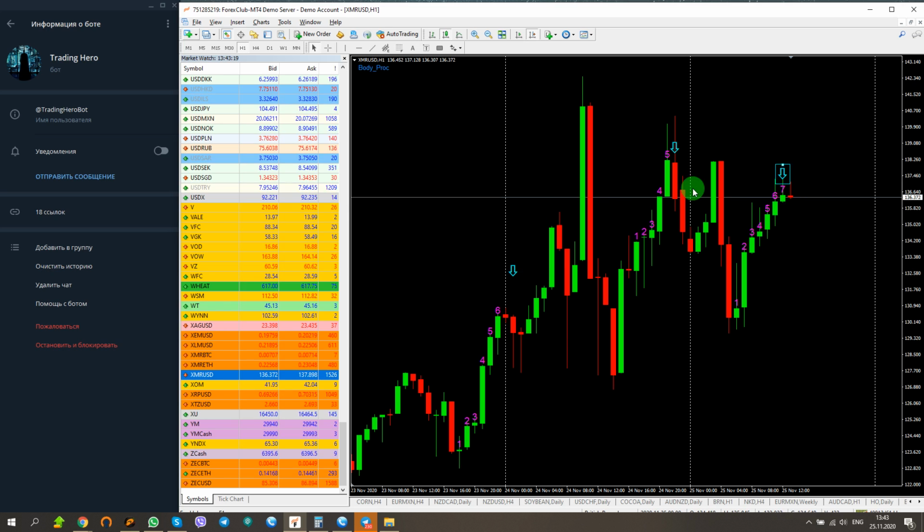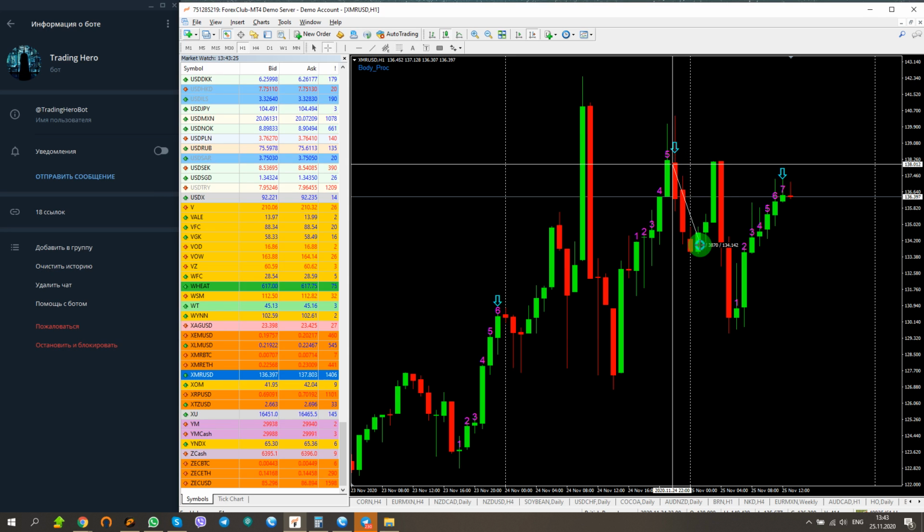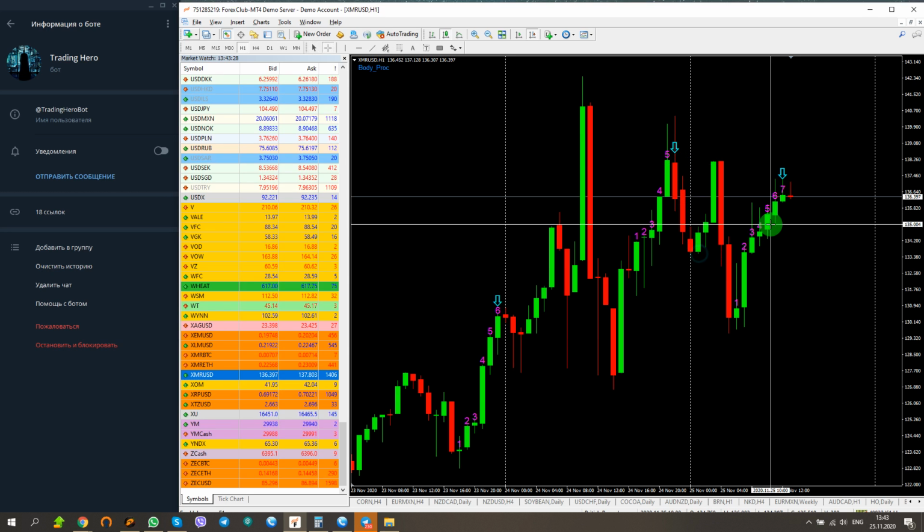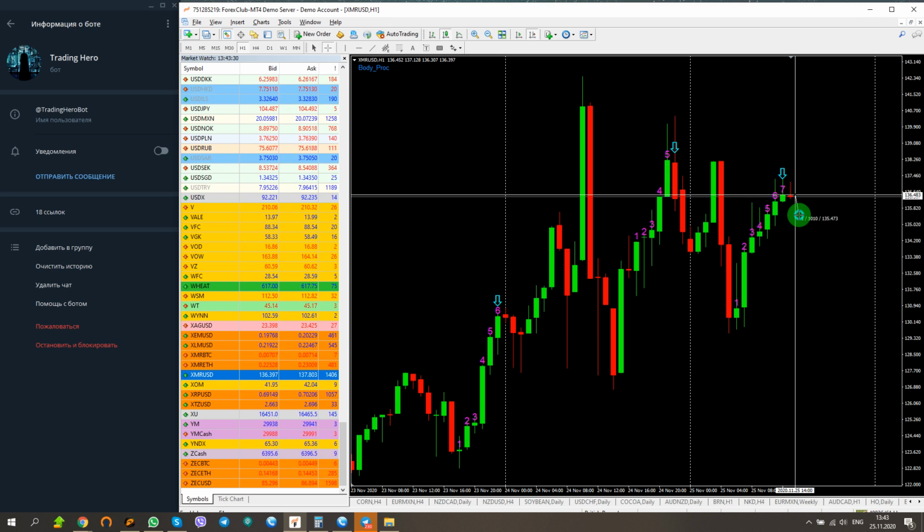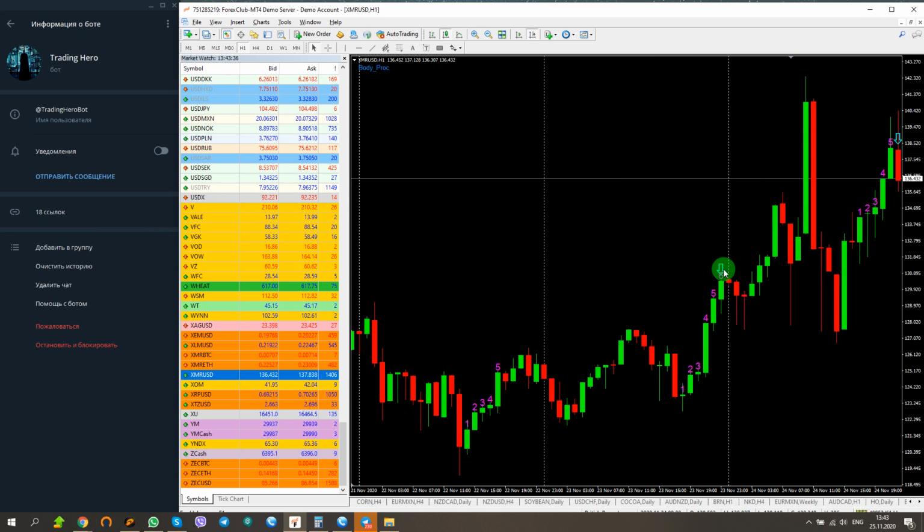So let me show you a couple of examples. How did it work in the past? We can see that here the market has turned down after 5 candles. Here we see it's right now turning down from 7 candles. Here we have 6 candles, which made the market turn down.